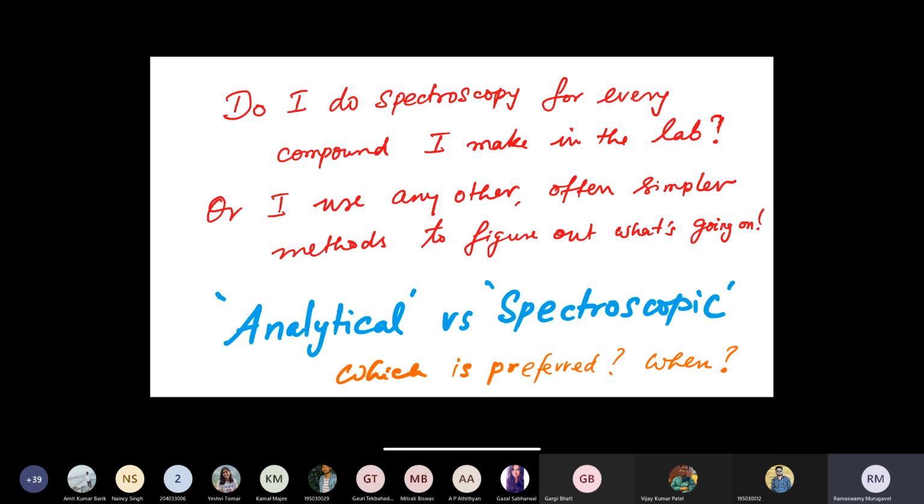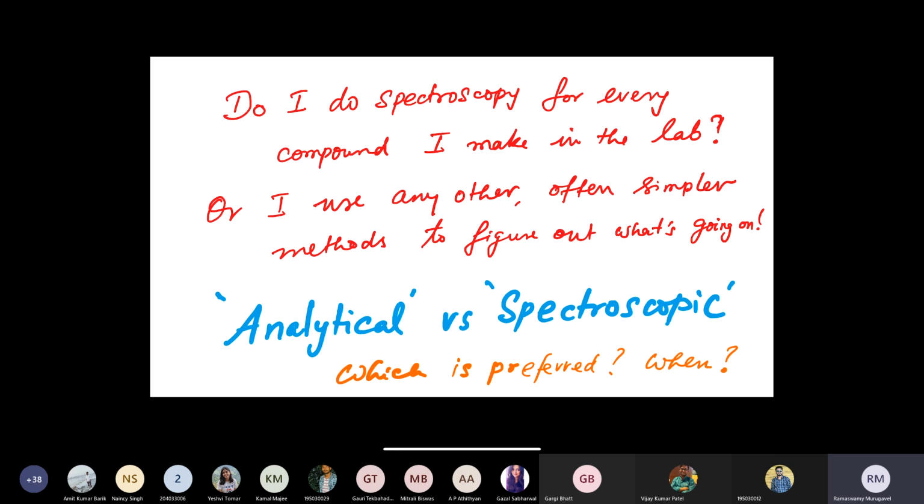As I said a while ago, spectroscopic methods pertain to interaction of light with matter, whereas analytical methods go into analysis, right? Analysis could be a combustion analysis. It could be just looking at the color. It may be just looking at thermal decomposition. So techniques such as color, yield, melting point, thermal analysis are all considered to be analytical techniques.